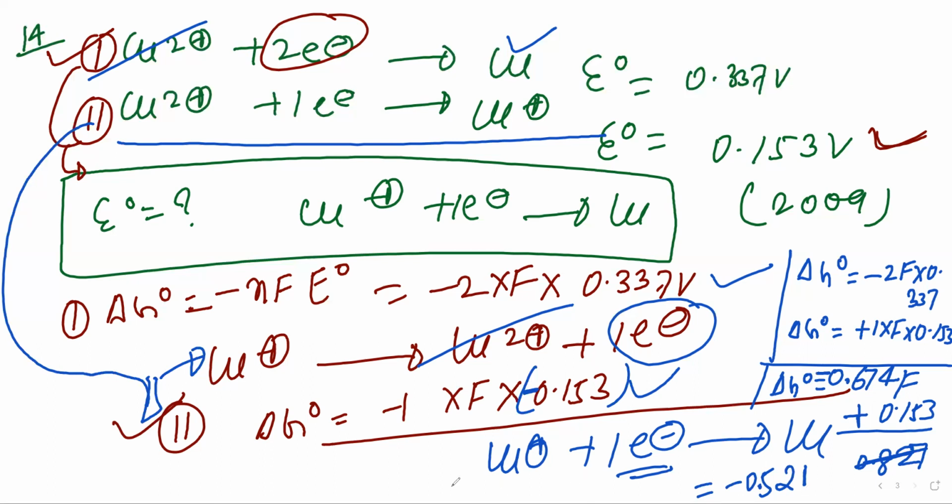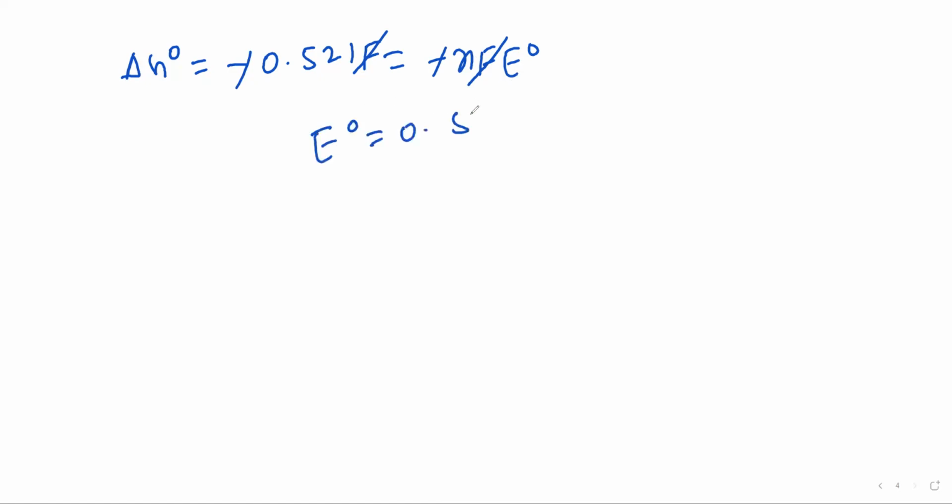Now look at the next step. So the delta G naught value we have got is minus 0.521 F. Delta G naught is equal to minus nF E naught. F and F get cancelled, minus minus get cancelled, and the n value is 1. So E naught is equal to 0.521 volt. So this will be the answer.